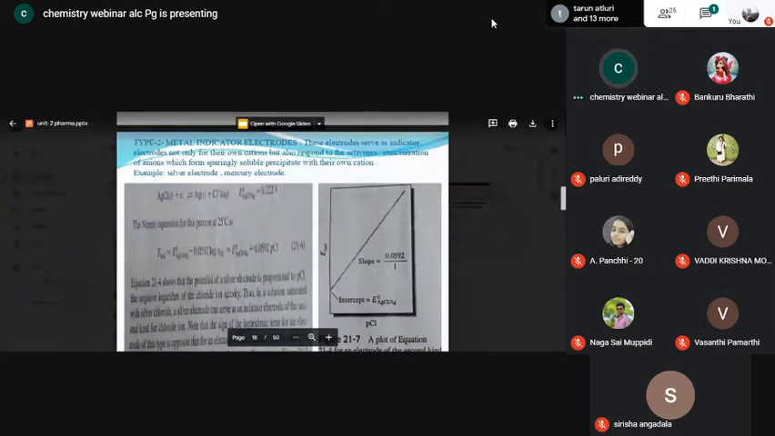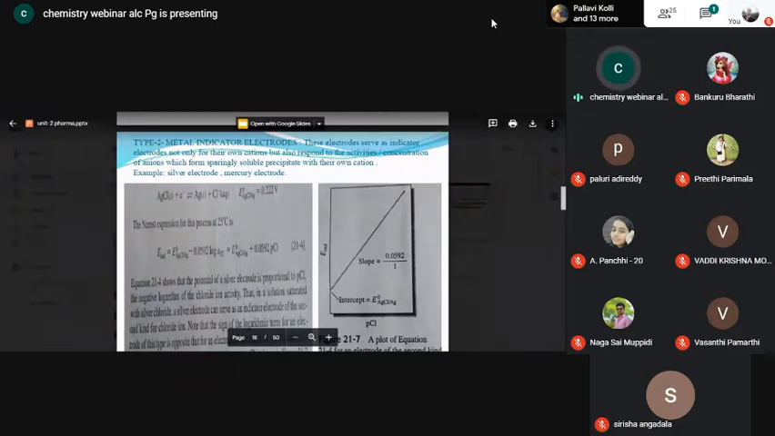Is it clear? In this aspect, we can say that the calomel electrode will function as what electrode? Indicator electrode having what behavior? Type 2 behavior. In a similar manner, if you take a silver chloride electrode, that silver chloride electrode contains what metal? It contains silver metal, along with silver chloride.